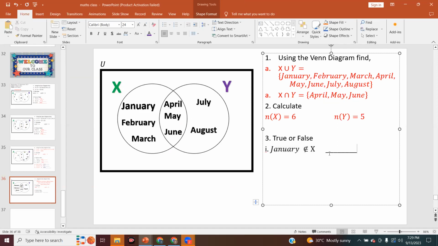False. We say that verbally or we type in the chat? Verbally. It's false. I thought that was false. Yeah, I thought it was. False. Very good. January is not an element of X. It's false. Okay.